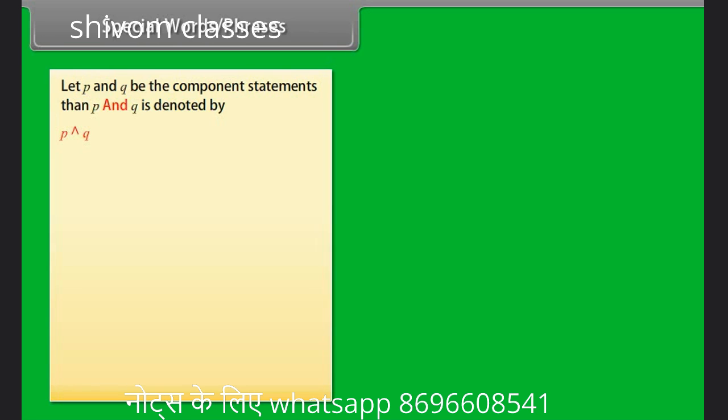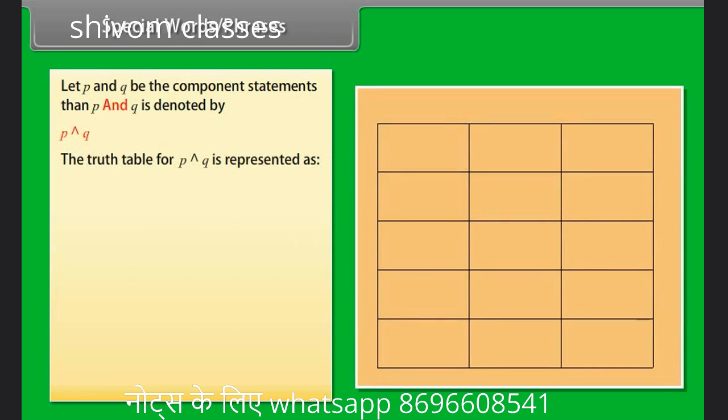and Q. The truth table for P and Q is represented as: for P true and Q true, the P and Q is true. For P true and Q false, the P and Q is false. For P false and Q true, the P and Q is false.